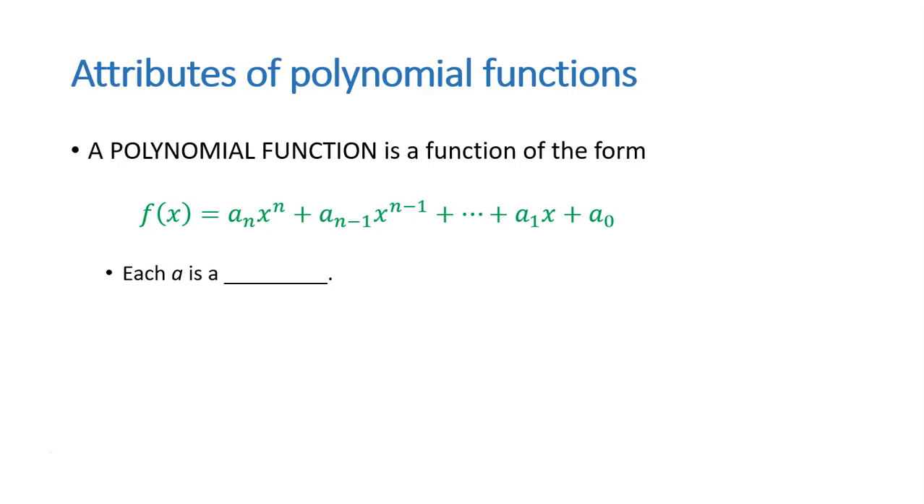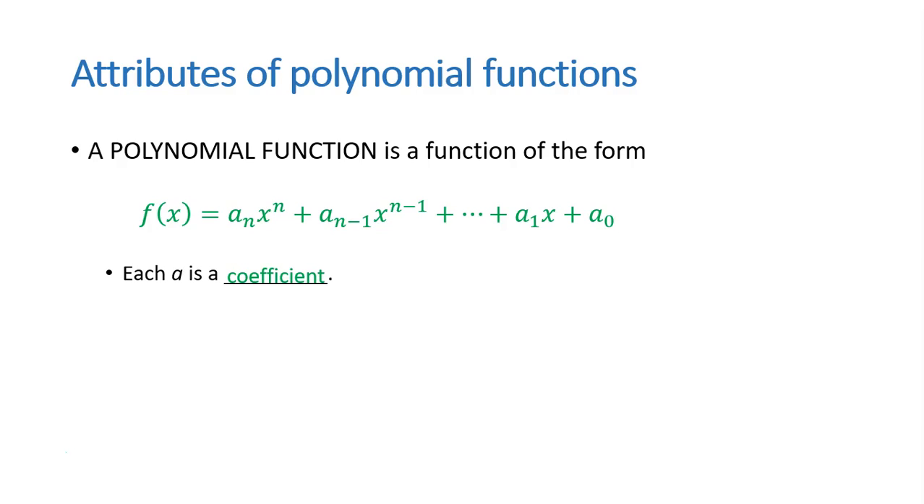So let's start with the a's. Each a, notice we have several a's in this particular function description, is going to be a coefficient. So each a is going to be the coefficient for its respective term. Notice each of the a's has a subscript. The subscript tells us which exponent this goes with. So a sub n, our first coefficient, goes with the term where x has an exponent of n.